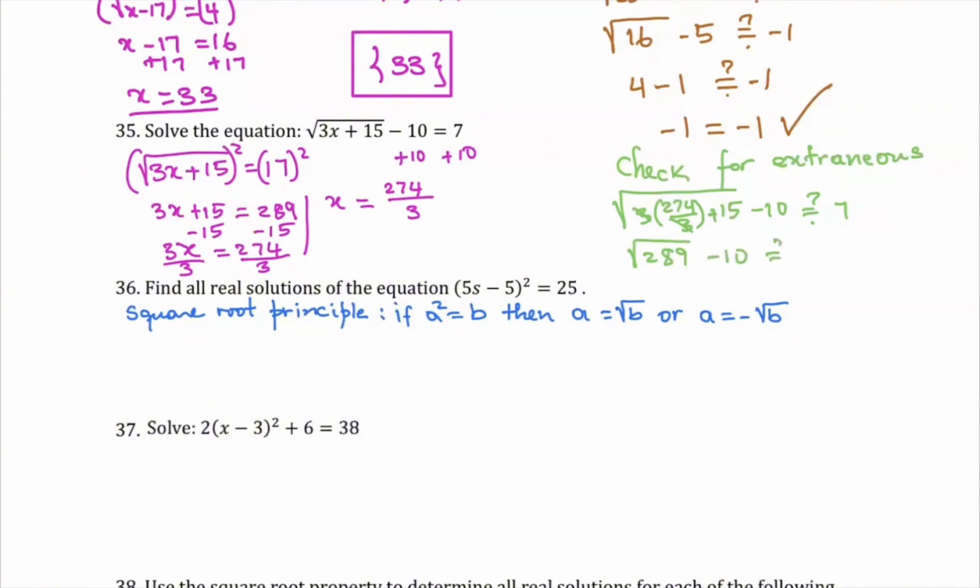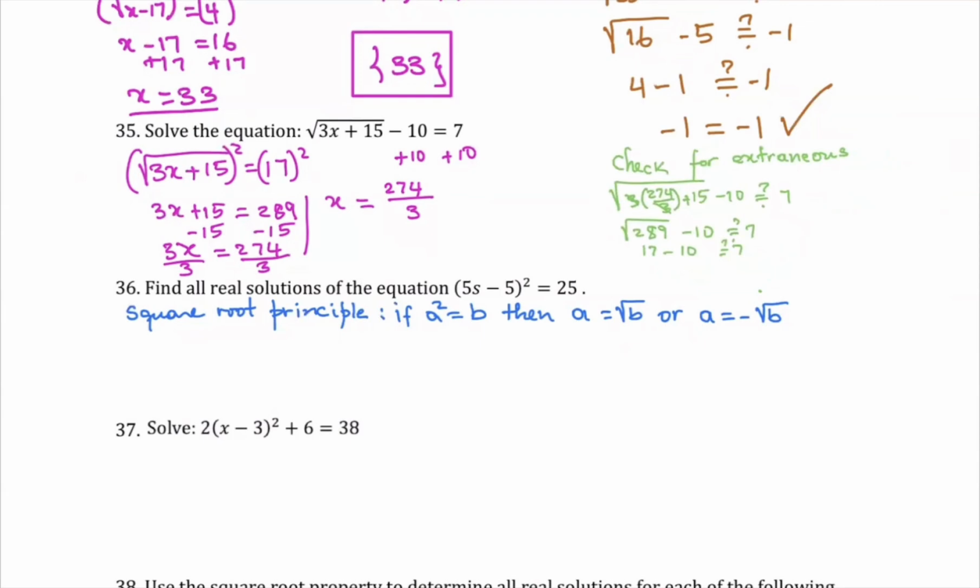Minus 10. Is it 7? So that's 17 minus 10. Is it 7? So clearly we get the same number on both sides, which is 7 equals 7. This is checked. So the solution is 274 over 3.